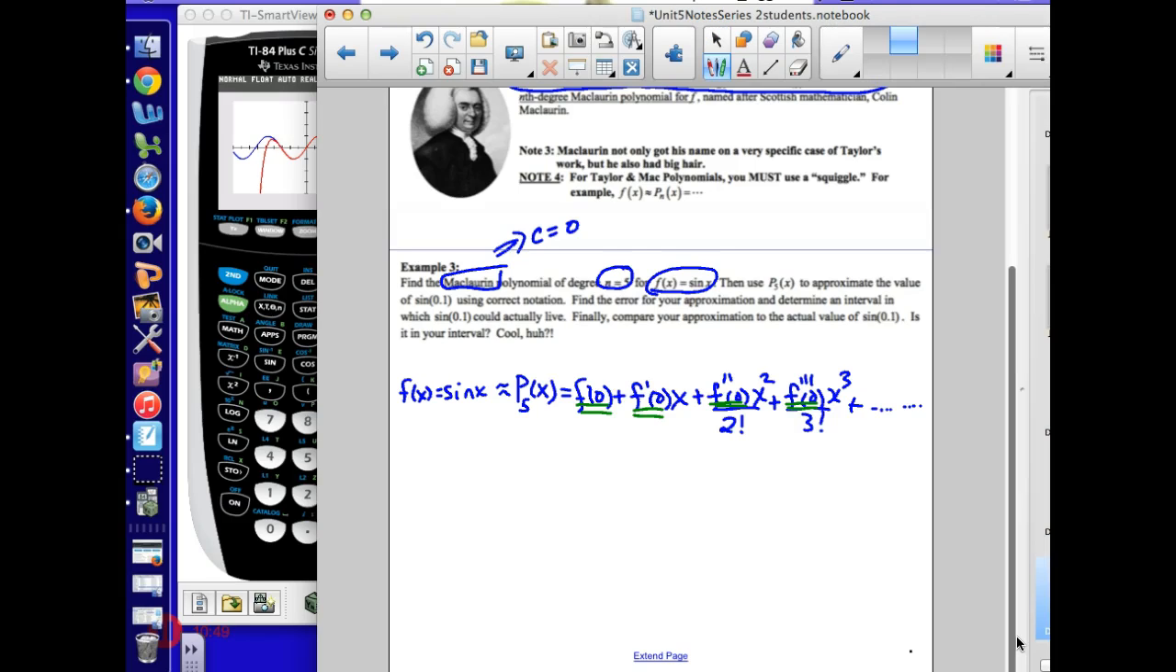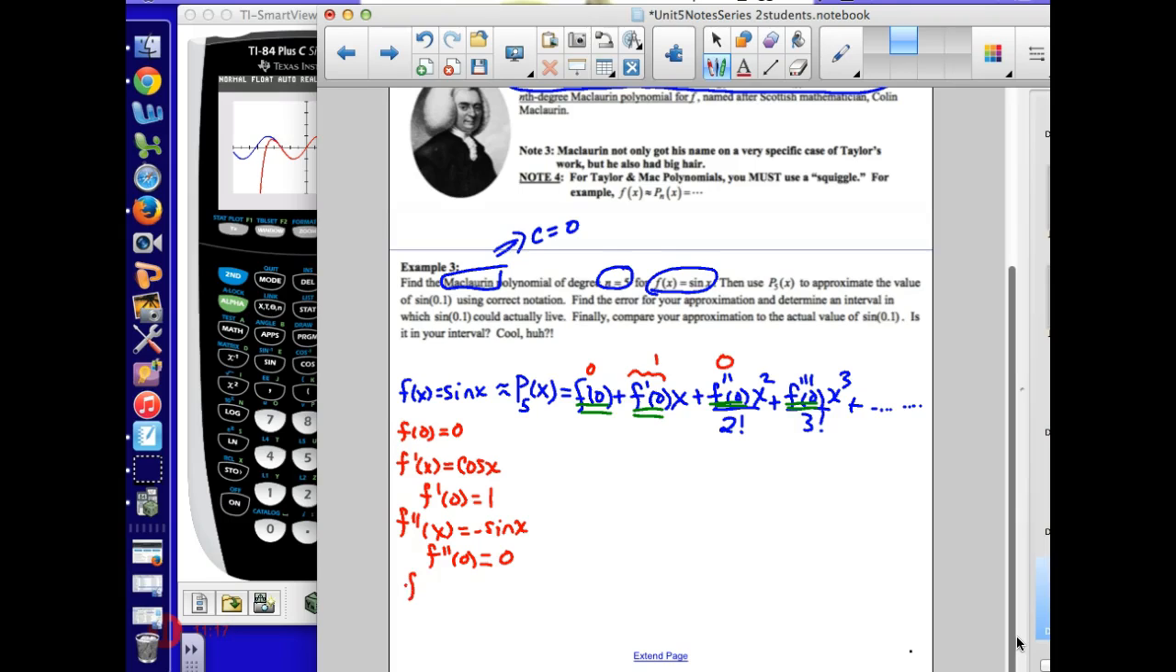I know that f of x equals sine x, so f of 0 is sine 0, which equals 0. So that's going to become a 0. F prime of x is the derivative of sine, which is cosine. F prime of 0 is cosine 0, or 1. So we're going to replace that with a 1. F double prime of x, the derivative of cosine, is negative sine. In particular, at my center, it's going to be 0.